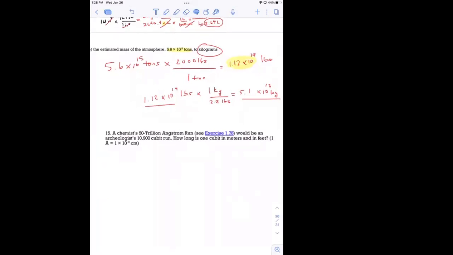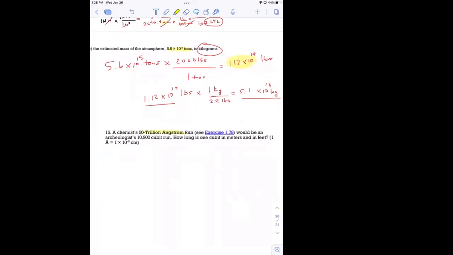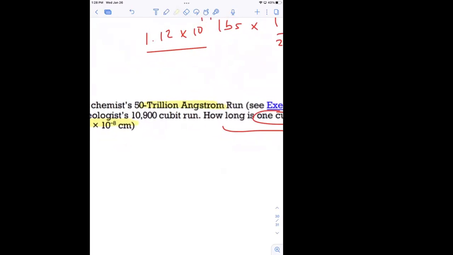All right, so it's giving us the information. It's giving us 50 trillion angstroms. It's telling us the conversion between angstroms and centimeters, and it's asking us how long is 1 cubit in meters and in feet? Once we figure out the number of meters in 50 trillion angstroms and the number of feet in 50 trillion angstroms, we can convert that into cubits, because 50 trillion angstroms is the same as 10,900 cubits, right? So these two are equivalent. All right, so let's do that.